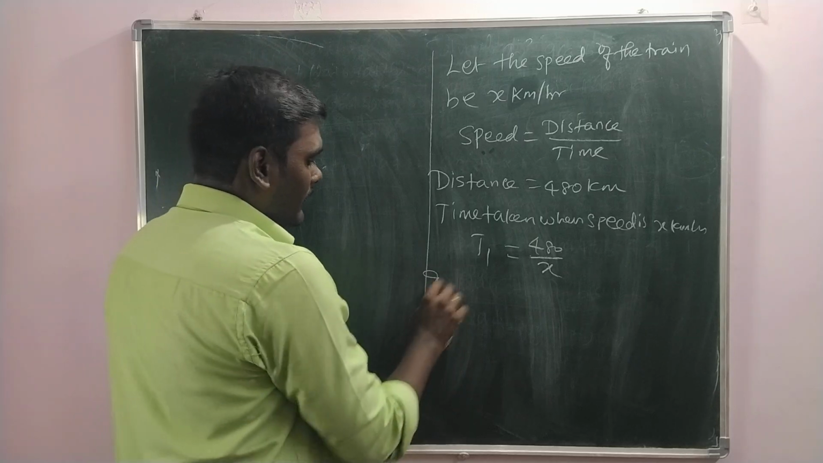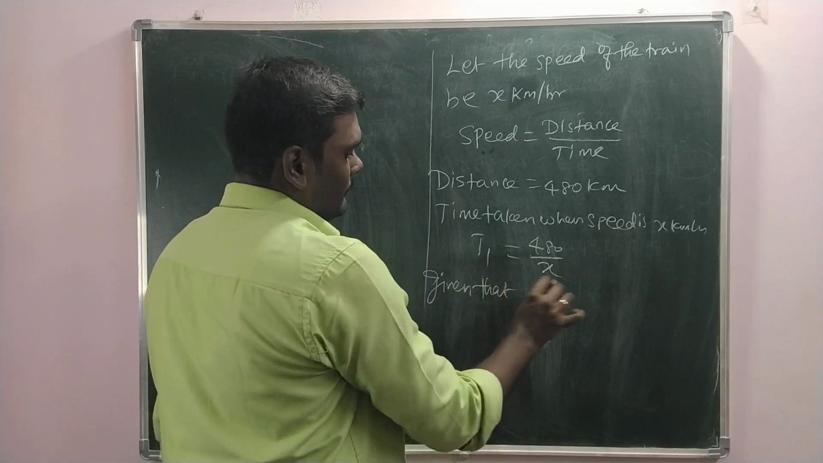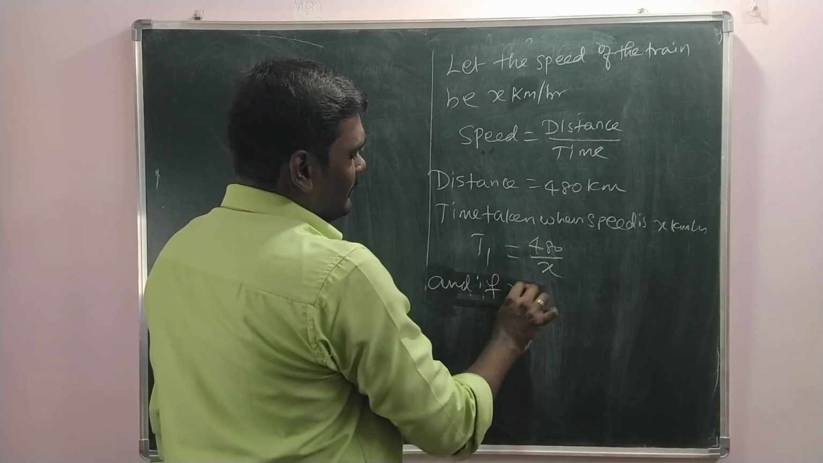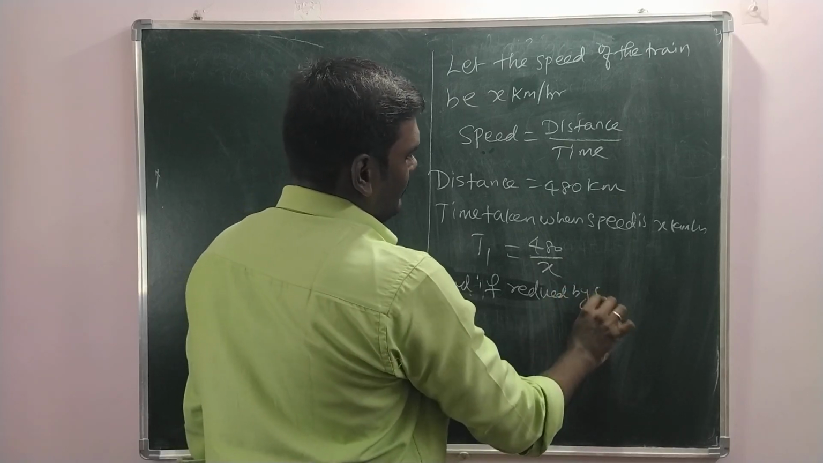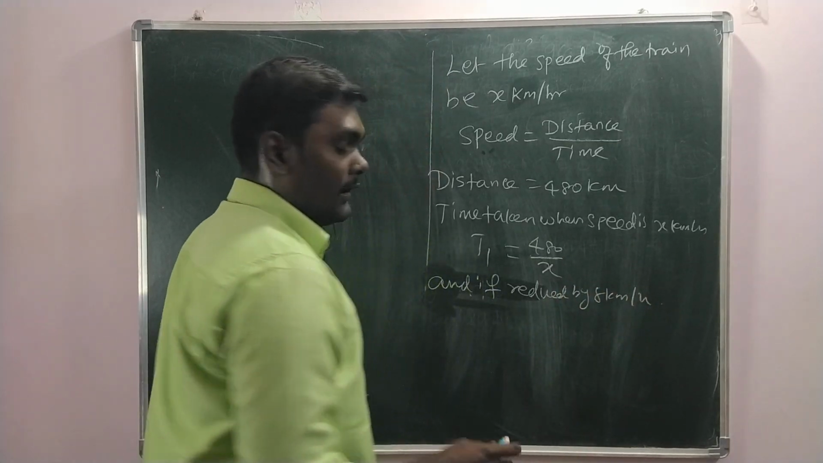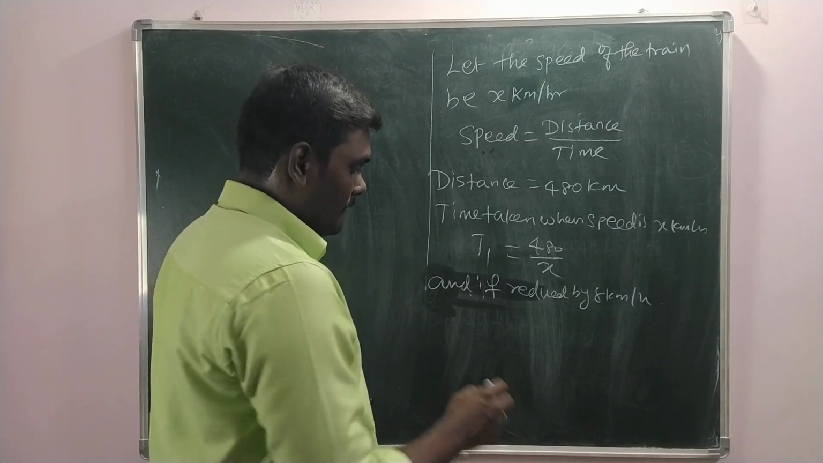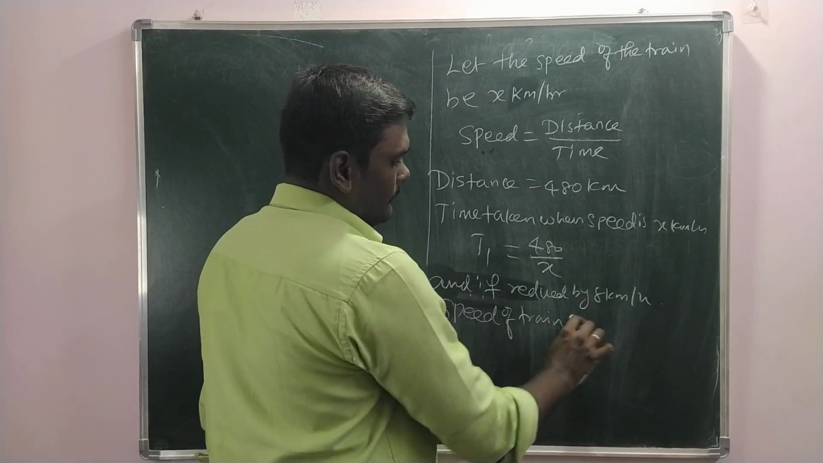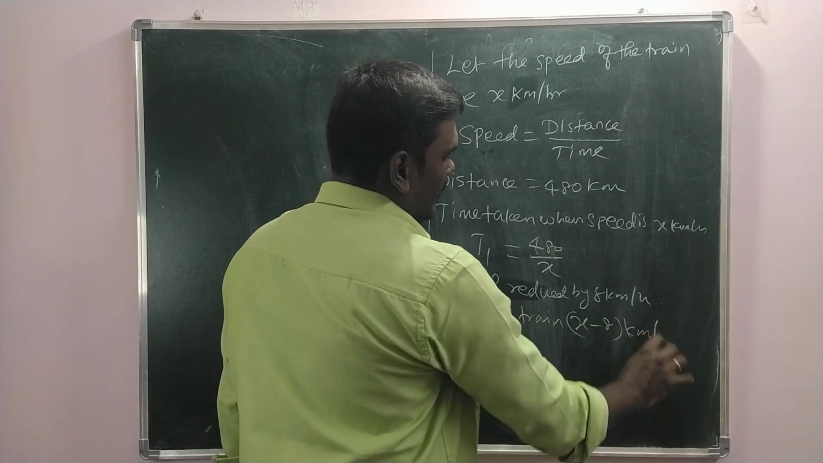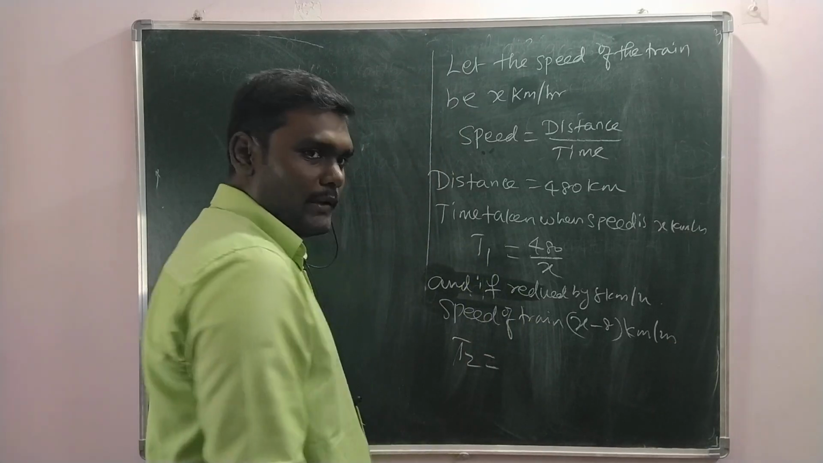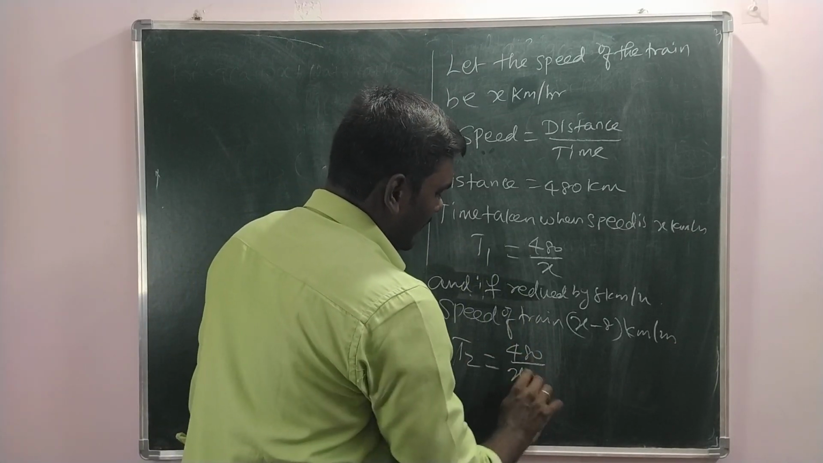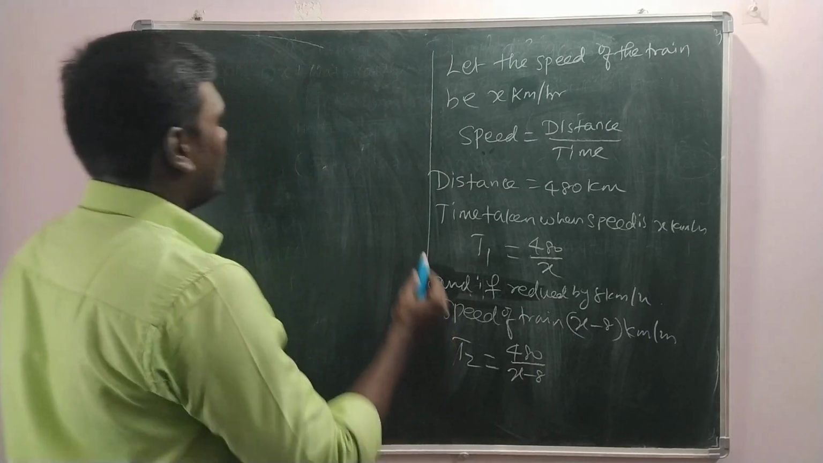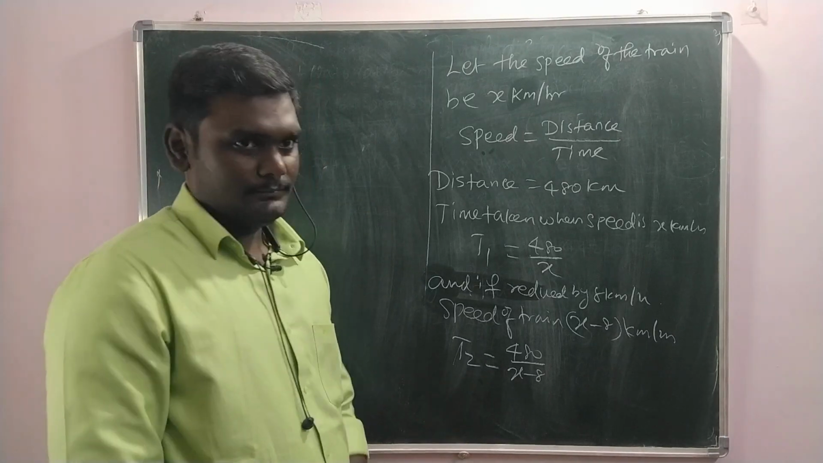And if the speed is reduced by 8, then the speed of the train is x minus 8 kilometer per hour. Then the time taken t2 is equal to 480 by x minus 8. Now when you compare, t2 takes more time.